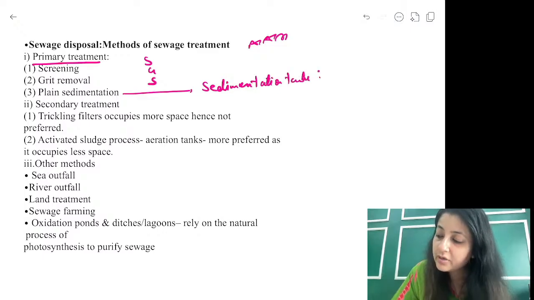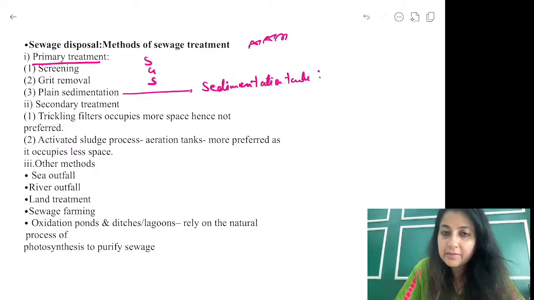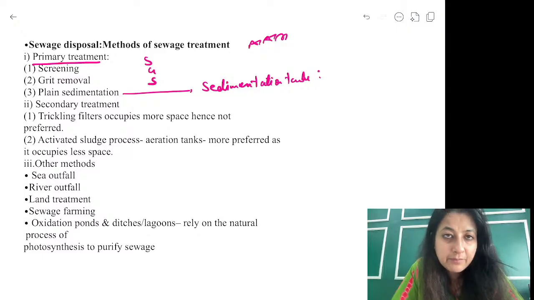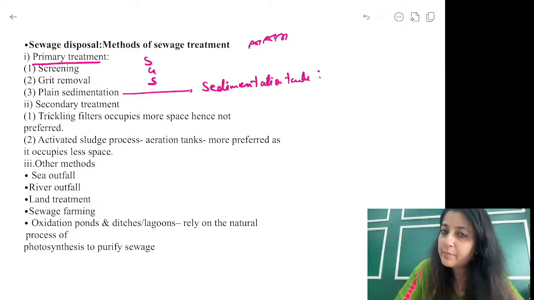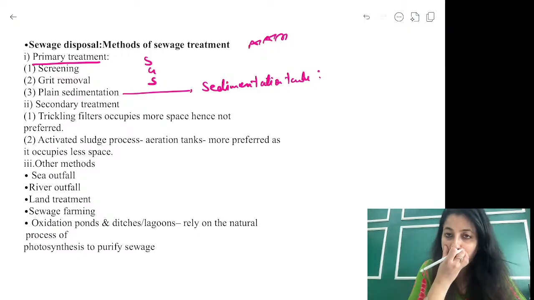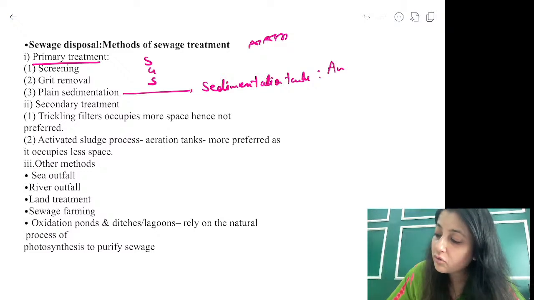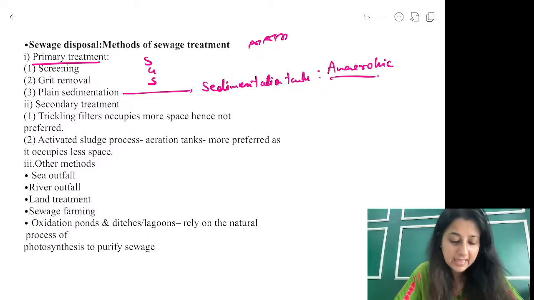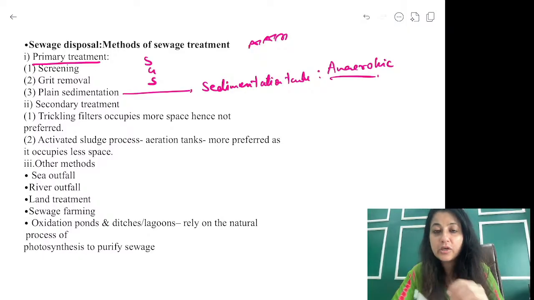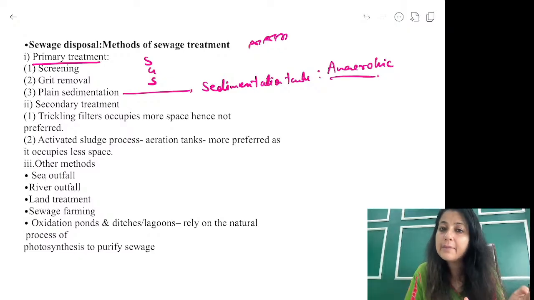Anybody? Anaerobic or aerobic? Can you tell me in the comment section? In primary sedimentation tank, what is the process happening? Aerobic or anaerobic? Remember, it's a tank, it's a hidden thing. Okay, so what is the process happening in primary treatment of sewage? It is always anaerobic. In primary treatment, it is always anaerobic. Don't make that mistake. Sanjeev, it is anaerobic. It's a tank. Alright, so in primary sedimentation tank, it's anaerobic.